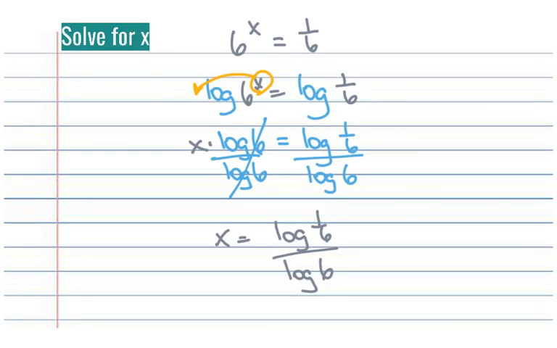And we can plug that into our calculator because we know where our log button is. If we plug that into our calculator, we will get x equals -1. And that's your final answer. So let's spice it up a little bit and try another one.